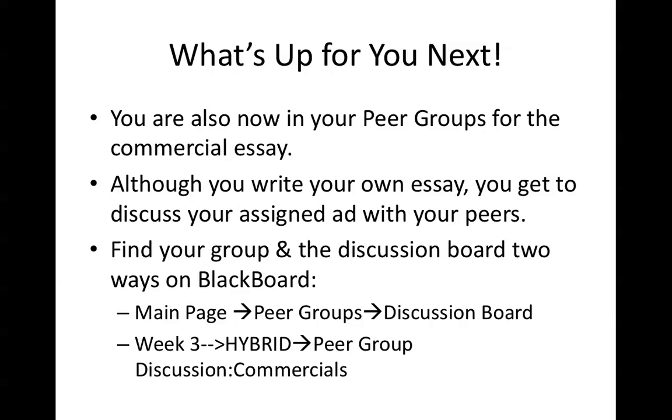So you can find your group. You've been assigned randomly, mostly just using the alphabet, and the discussion board 2 ways on Blackboard. You can either start at the main page and just click at peer groups, and that'll get you right in and you can see the discussion board. Or if you're in the week 3 folder, if you're in hybrid, you will see there's a link that says peer group discussion commercials. That will also take you right to your peer group. So everybody's assigned to one of 4 groups, so you've got either 6 or 7 people that are going to be in your group.